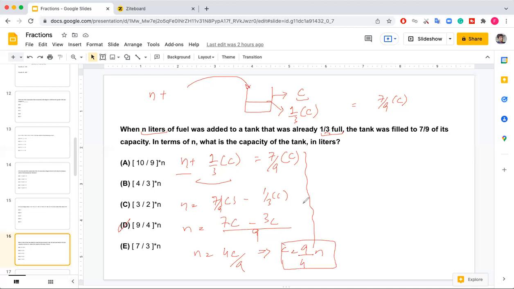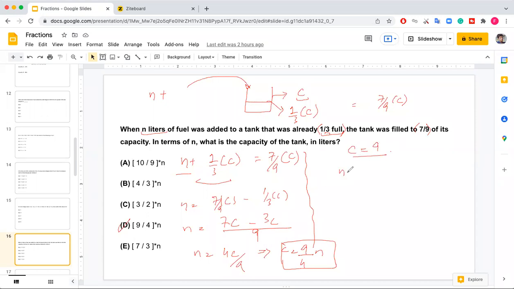And the other one is, in one scenario, the tank is 1/3 full. In the other scenario, 7/9 full. So let's come up with a suitable value for the capacity of the tank. Such a value must be divisible by 3 and 9, so better take the LCM of that. What is the LCM of 3 and 9? 9. So let's take capacity equal to 9, right?